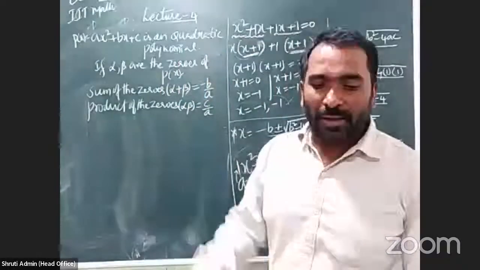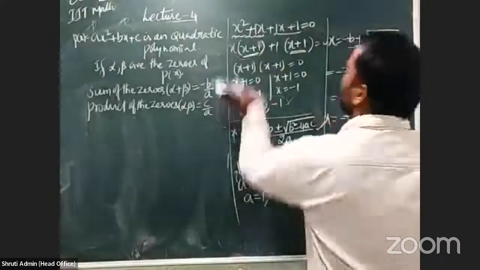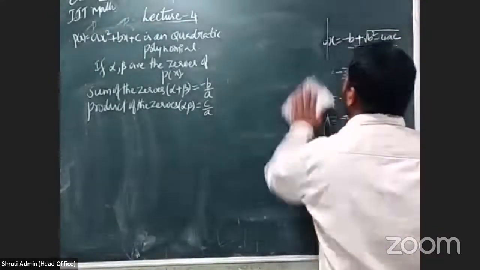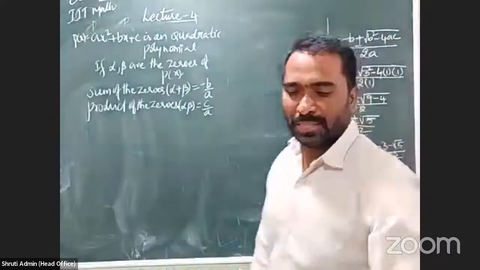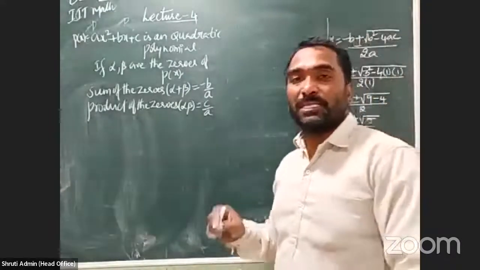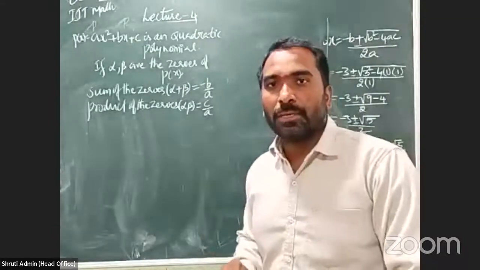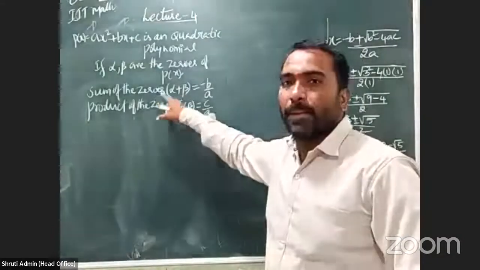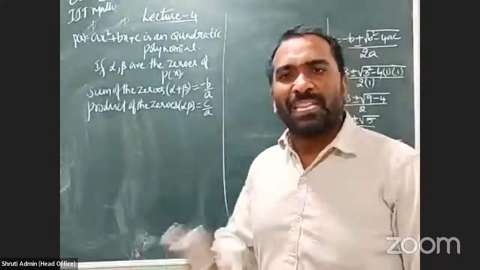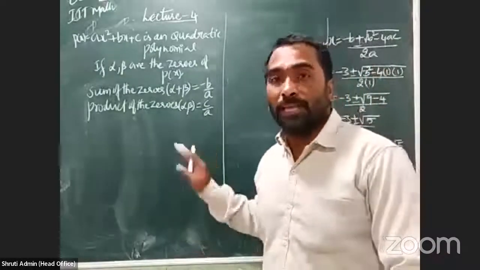See, this will be taught by your teacher also, but knowing how this has come is very important. If ax square plus bx plus c equal to 0 is a quadratic polynomial, and alpha comma beta are the zeros, then the sum of the zeros will become minus b by a, and the product of the zeros is c by a. This will be taught by everyone who knows maths. But how actually has this come?